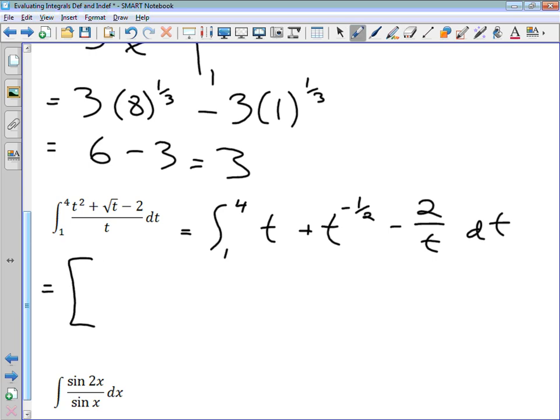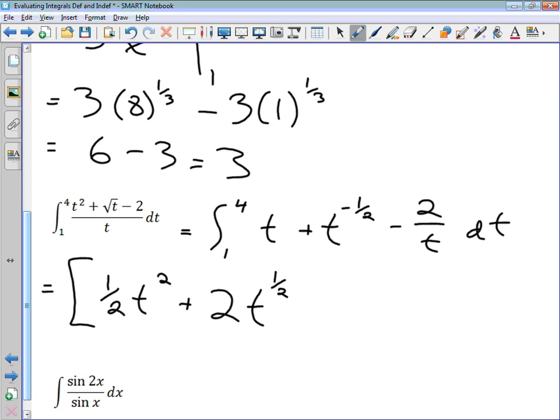First term, antiderivative of t is going to be what? 1/2 t squared. All right. Antiderivative of t to the negative 1/2. Well, let's see. We know that we're going to have something like t to the 1/2, because when we subtract 1, we're going to get t to the negative 1/2. We need to cancel out that 1/2 that we're going to get there. So let's put a 2 down there. Okay. So that's going to be plus 2t to the 1/2.